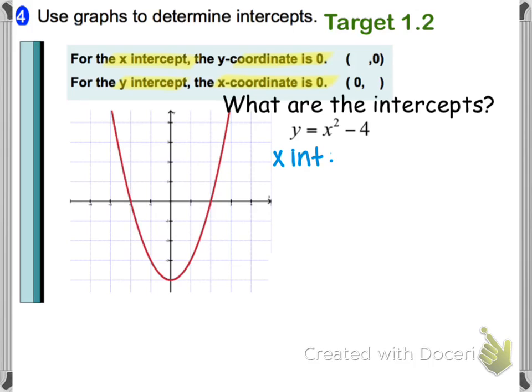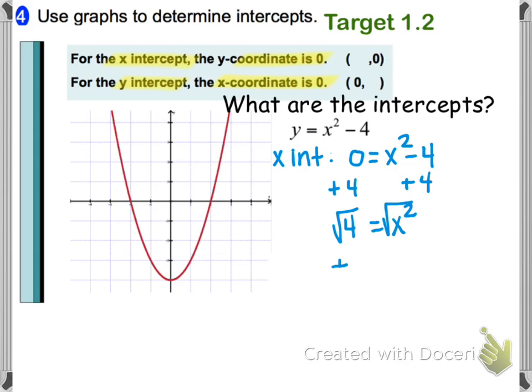We're going to put 0 in for the y, so we get 0 equals x squared minus 4, and we'll solve for the x. We'll start by adding 4 to both sides. Then from there, we'll take the square root of both sides. Now remember, when you square root an x squared, your answer becomes the positive and negative solutions. So we get positive and negative 2 for our x-intercepts.